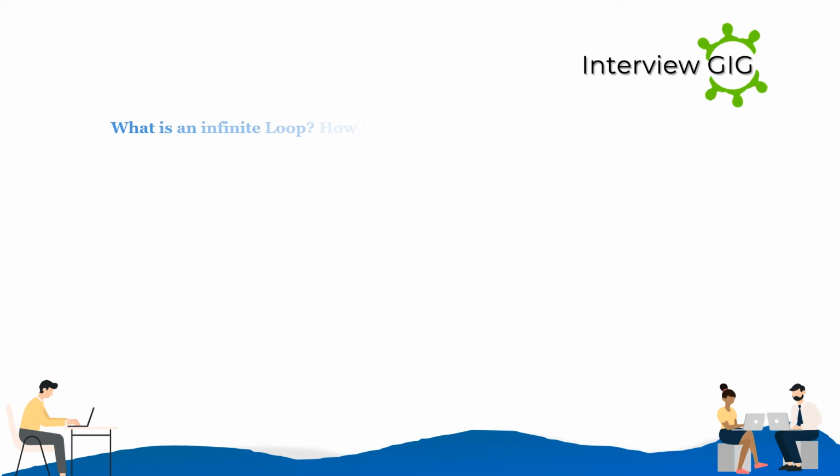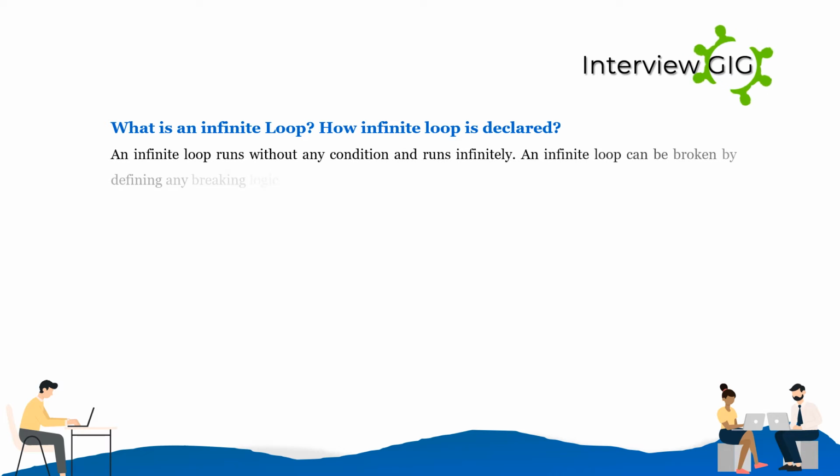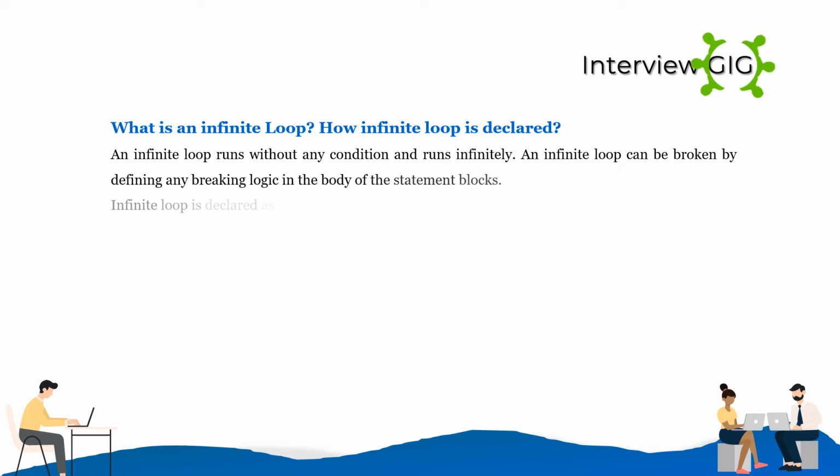What is an infinite loop? How is an infinite loop declared? An infinite loop runs without any condition and runs infinitely. An infinite loop can be broken by defining any breaking logic in the body of the statement blocks. An infinite loop is declared as follows.